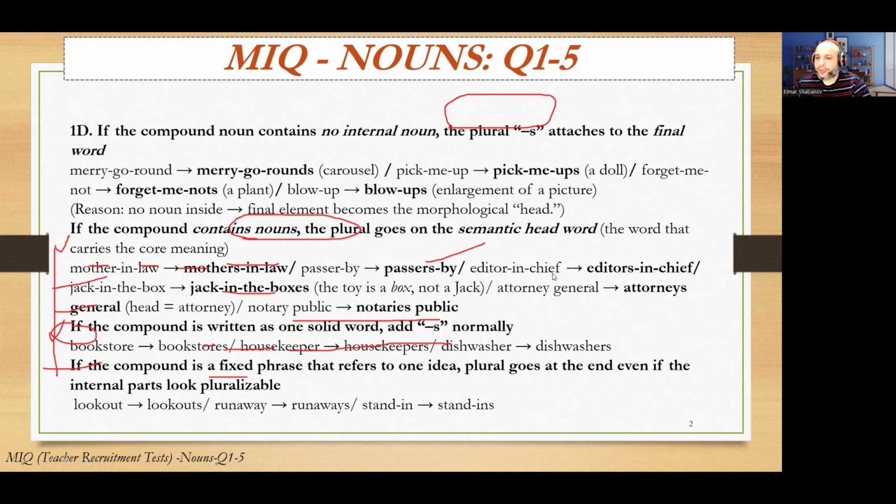Editor-in-chief means main editor. So the main noun is editor. So we say editors-in-chief. Jack-in-the-box.